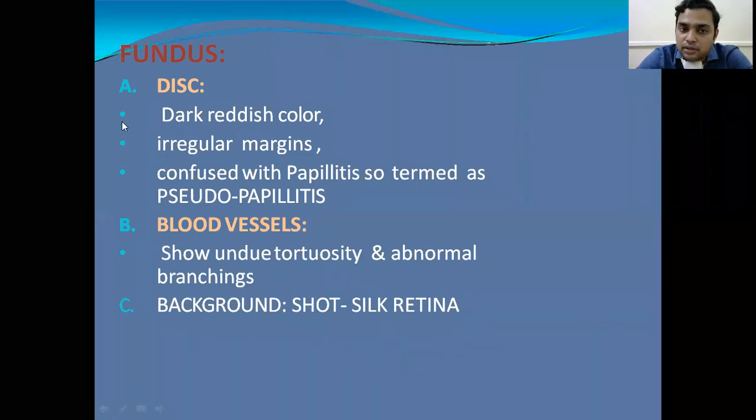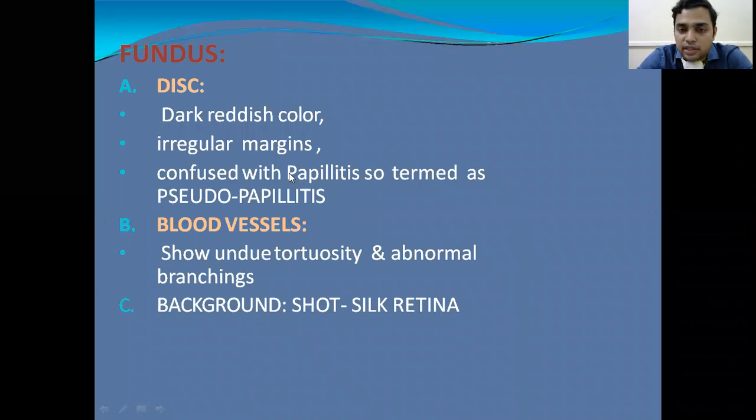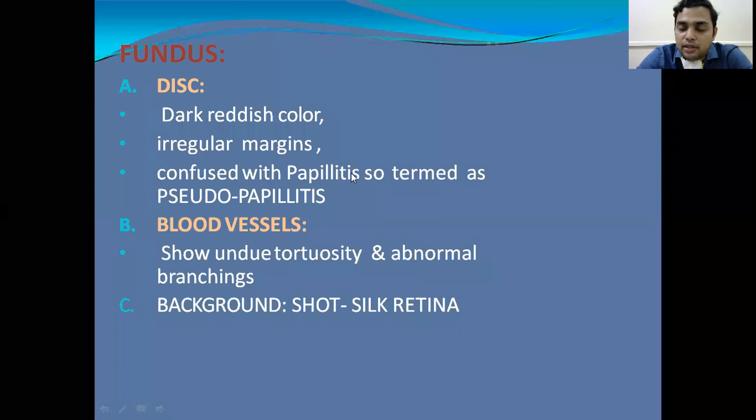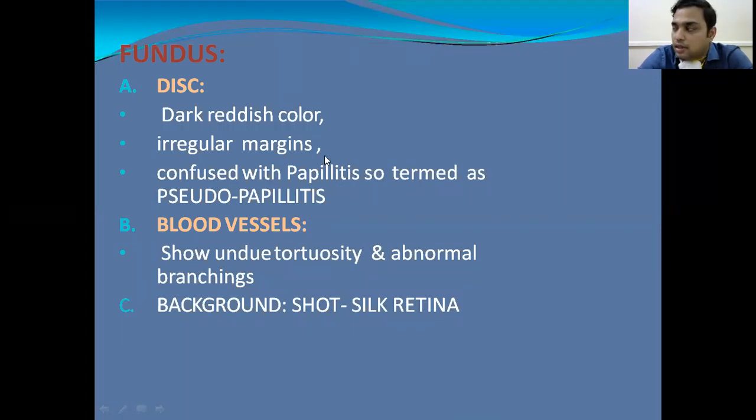So the disc that appears in hypermetropia, we call it pseudopapillitis, because here also we see irregular margins like in the case of disc edema. But here it is because of the hypermetropia, that is, because of the decreased axial length. Whereas in the case of papillitis, there is inflammation of the optic disc and an accumulation of fluid in the optic disc, and that appears as disc edema.